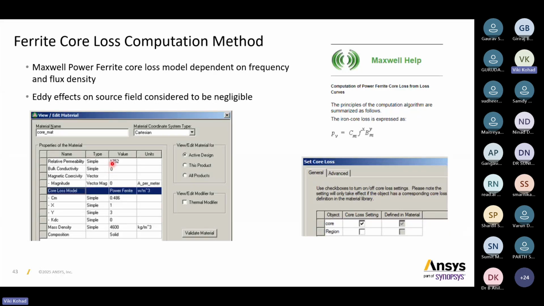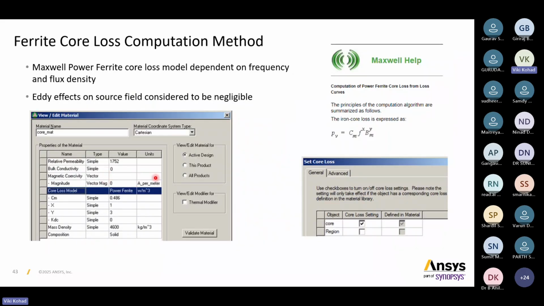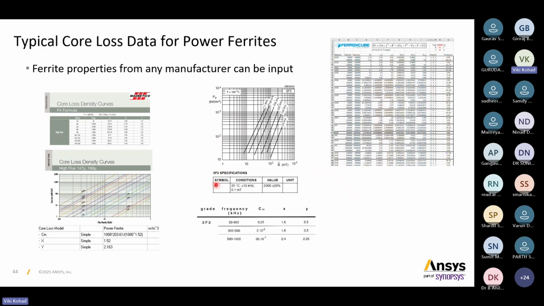And now the core loss computation methods. There are two methods mostly used in Maxwell. The first is the ferrite core loss computation method, for power ferrite. If your core is made of power ferrite material, you just need to give this data. For the core loss model you have to select power ferrite, and you have to give the Cm, x, y. This data you can get from the material data books, where you will get those values for the power ferrite material. You can see this type of data books.